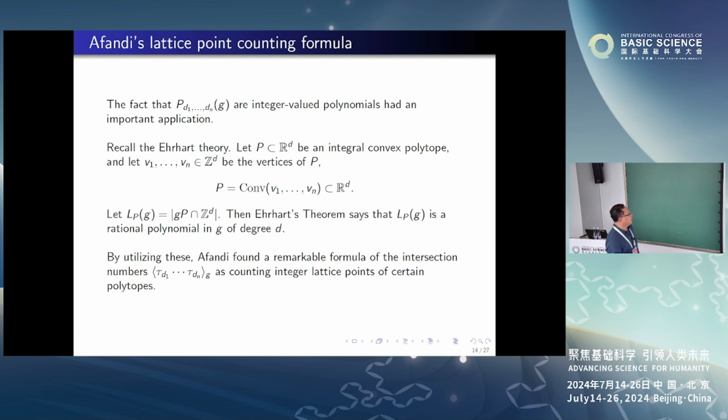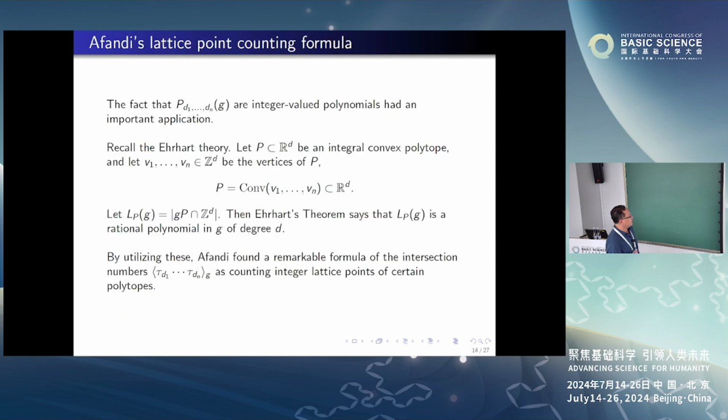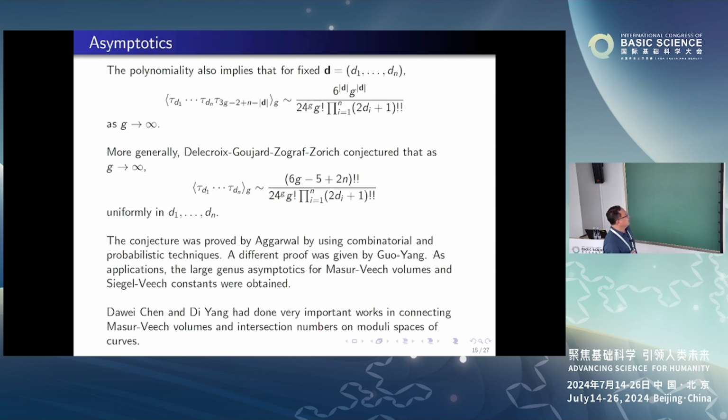Okay. So by using our result, Fandi found a remarkable formula of these intersection numbers as counting lattice points of certain polytopes. Basically, we used this result to do that. And so here about asymptotics for these intersection numbers, we have the following result.